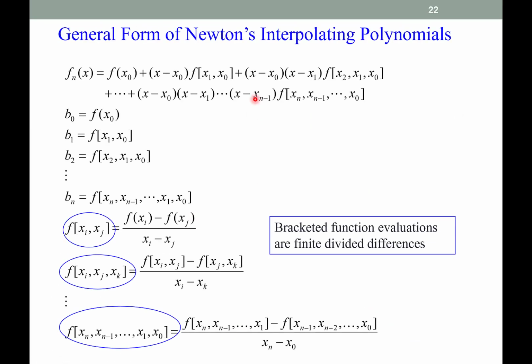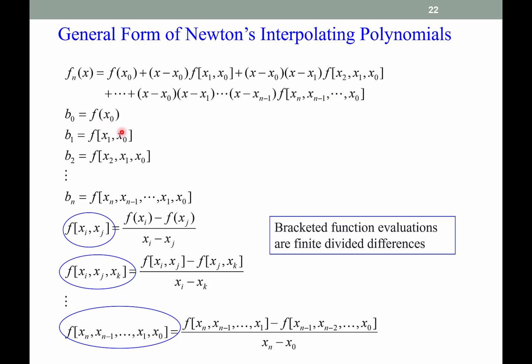The general form for Newton's interpolating polynomial is what we see here. We have the function f of x equal to the first point, or the value of y at the first point, which is x naught, plus x minus x naught times the finite divided difference between the first 2 points. Then we add more terms as we increase the order. Here we have a second order finite divided difference, and here we can have the nth order finite divided difference.